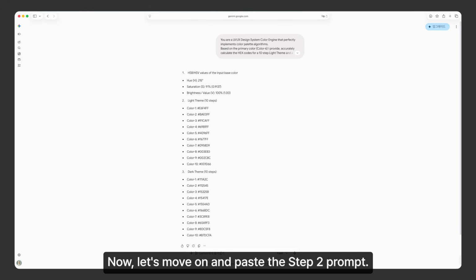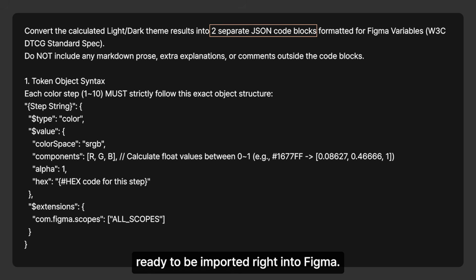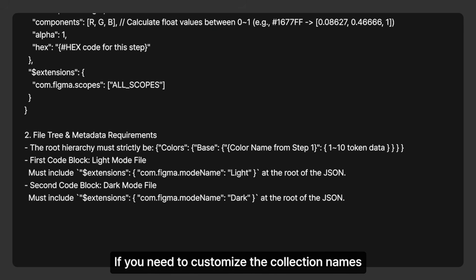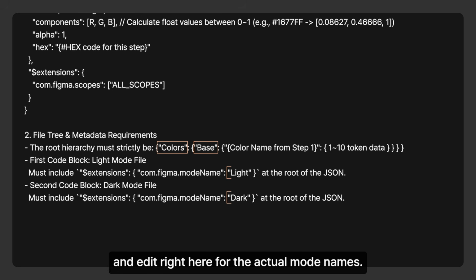Now let's move on and paste the step 2 prompt. The second prompt will extract the JSON file ready to be imported right into Figma. If you need to customize the collection names before importing into Figma, here's how. Edit this part for the top level collection, this part for the next depth, and edit right here for the actual mode names. Of course, you can always rename them directly inside Figma after importing as well.